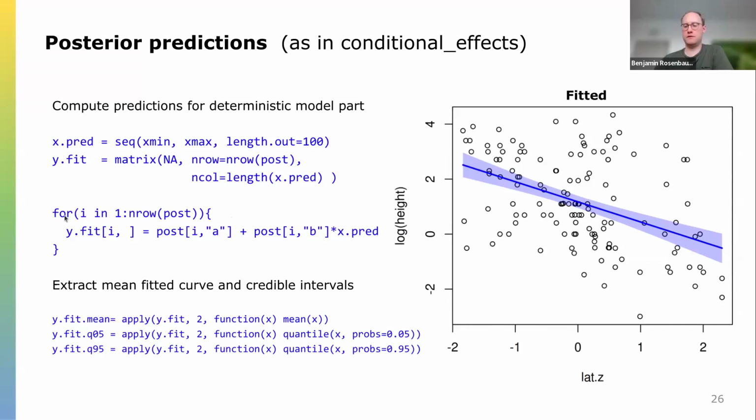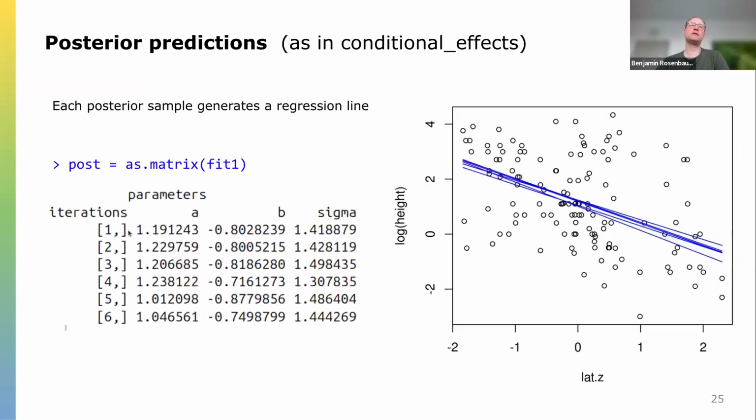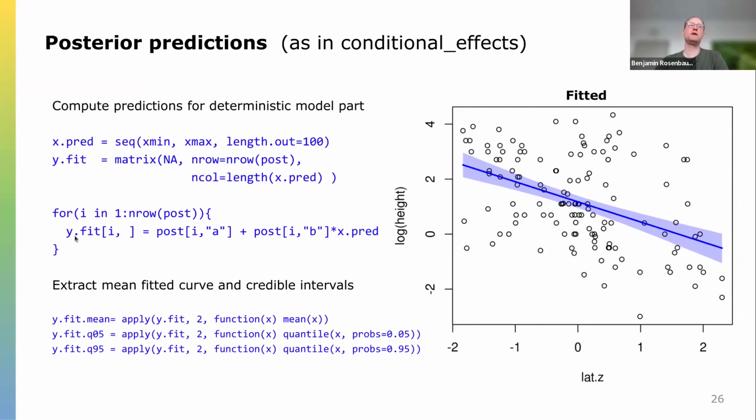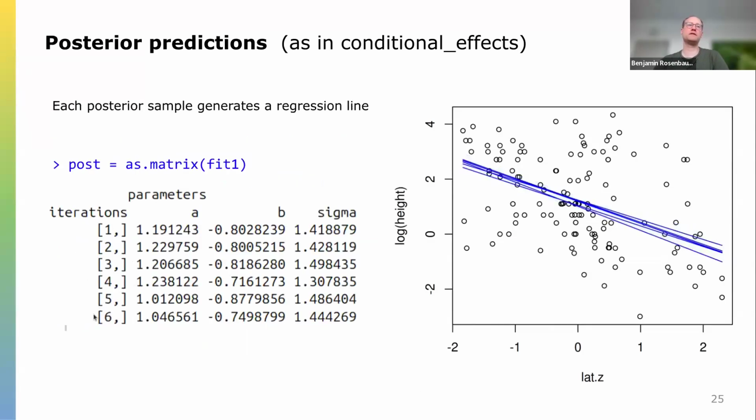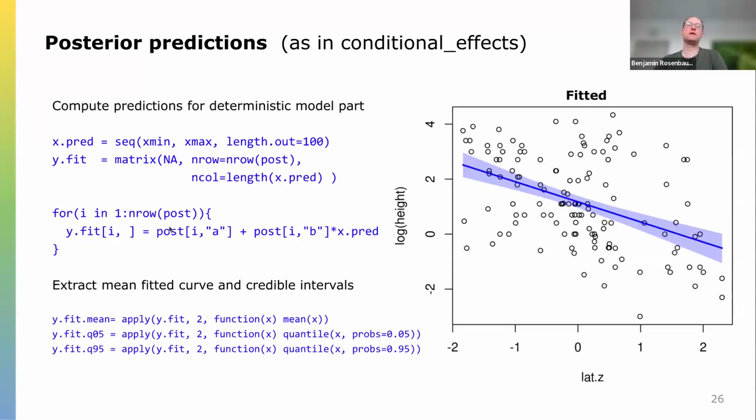And then we will make a loop. So we loop through all of these samples. For each of these samples, we compute all the predictions for this one regression line. So this row in this matrix is computed with the sample A at row i. We choose one of these iterations in each iteration of the for loop, and we use this intercept and the slope times predictor values to generate these predictions. So we will have a matrix where each line contains basically one regression line.